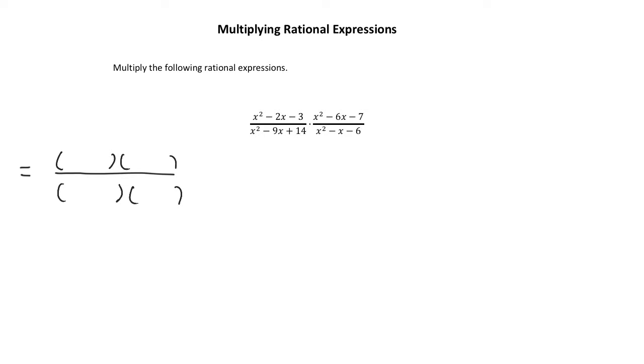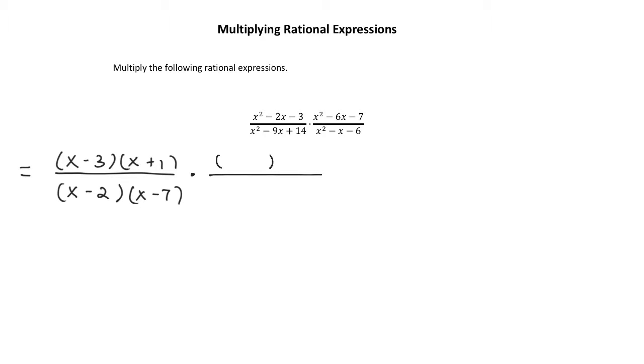Starting with the numerator, we have to have an x and an x. If we have a negative 3 and a positive 1, that would multiply to negative 3, yet add to negative 2, so that looks good. And for the denominator, I want to multiply to 14 and add to negative 9, so that's going to be a negative 7 and a negative 2. And that's just the first fraction, and I see there's no common factors between the numerator and the denominator, so nothing cancels.